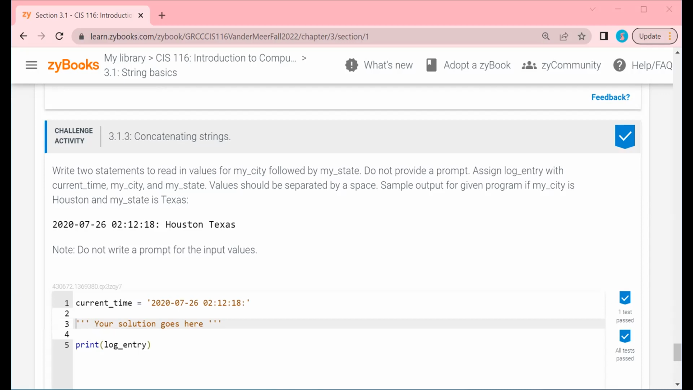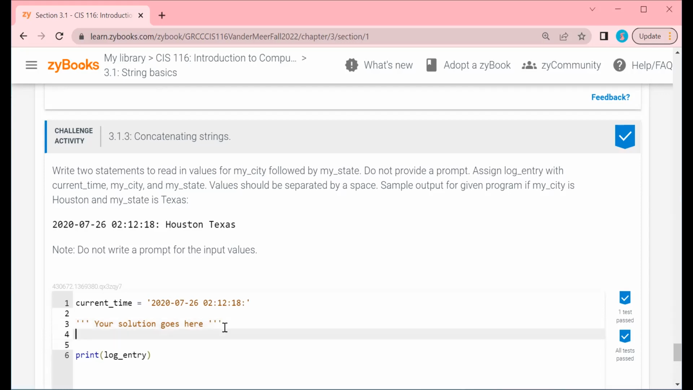Sorry, my windows are so wonky, I can't see everything. Wait until you get that 44-inch screen. I know. Okay.